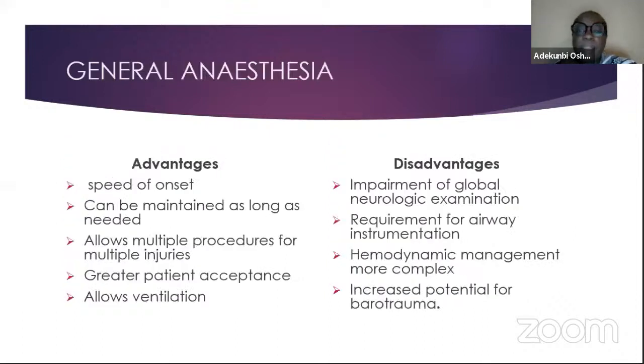Now, we're able to weigh the pros and the cons of each type of anesthesia that wants to be used in these patients. Looking at general anesthesia, it has a fast speed of onset and can be maintained as long as possible. Sometimes in trauma cases, the surgeon tells you it's going to be 1 hour, and they end up spending 6 hours, 8 hours. Multiple procedures for multiple injuries. When you see multiple gunshots in different parts of the body of the patient, this can work for them. Then patients can accept it better. For patients that are unconscious or combative, this is better for them.